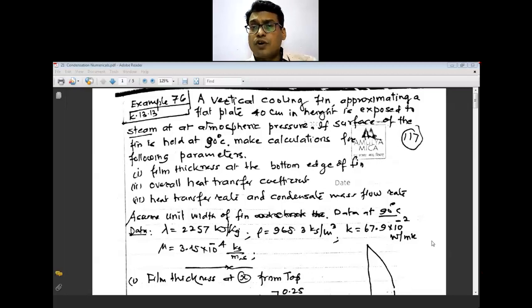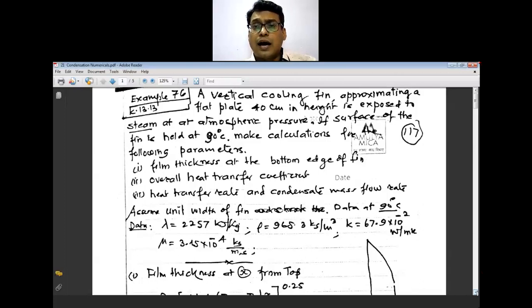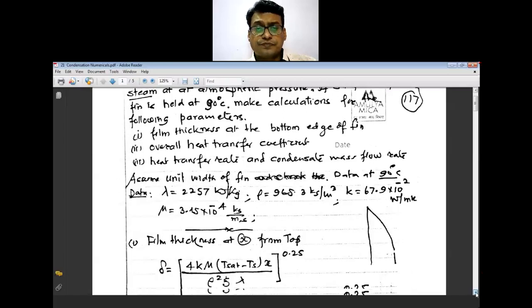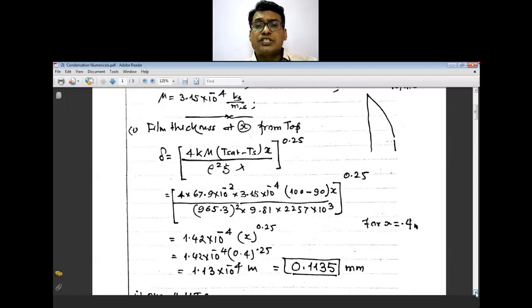Now this is a vertical plate with the cooling at 90 degrees Celsius, and the plate width is 40 centimeter. The different physical parameters like lambda, density, thermal conductivity, and the viscosity have been provided. Then the film thickness at a distance x from the top, we have the formula: delta = [K mu (T saturated minus Ts) upon rho square g lambda] x raised to 0.25.